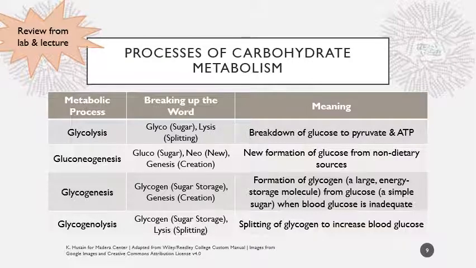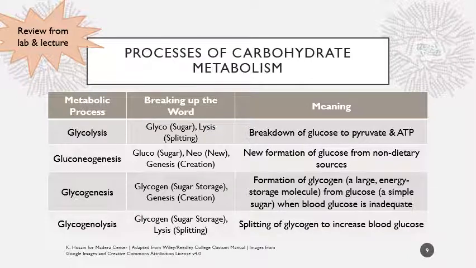Gluconeogenesis: gluco is again glucose, sugar. Neo is new, like neonatal or neo-Nazi, it's a new version of something. And then genesis is creation. So this is the new creation of sugars. It's de novo, completely not from dietary sources. It's other different substrates that you already have in your body being transformed in different ways to result in glucose.